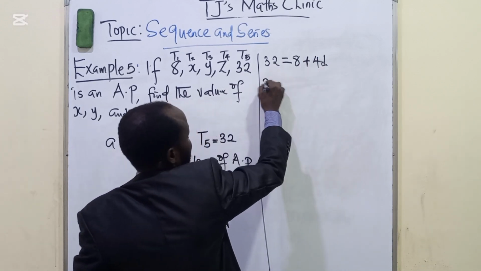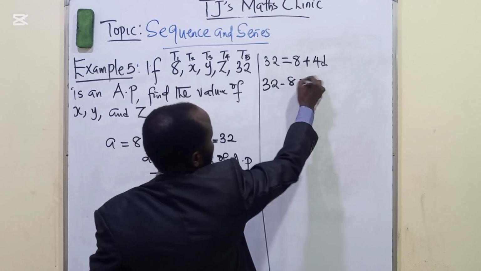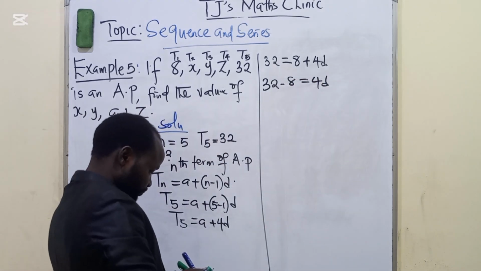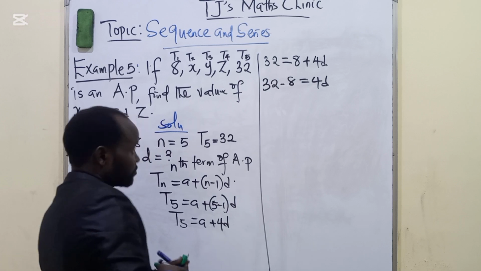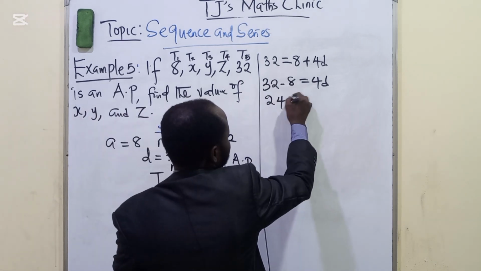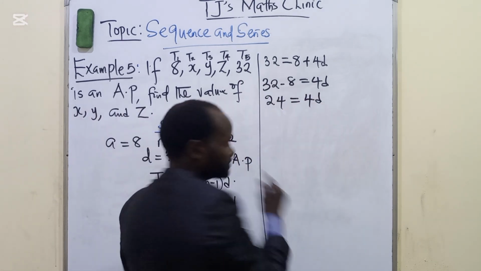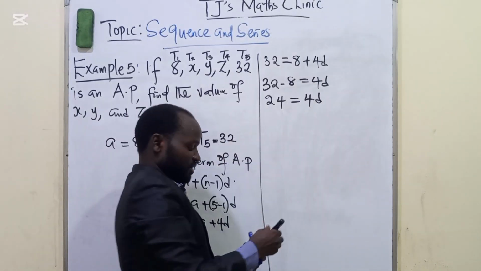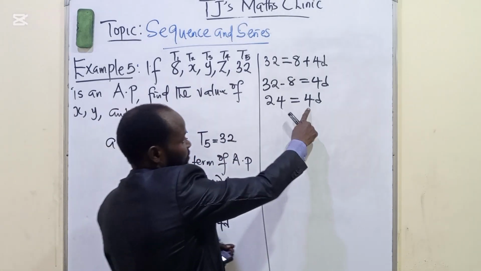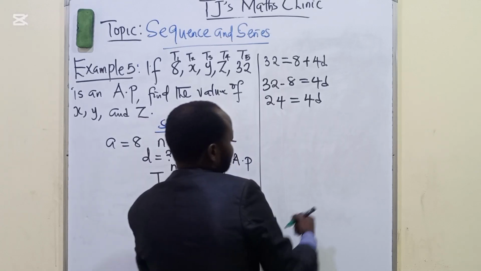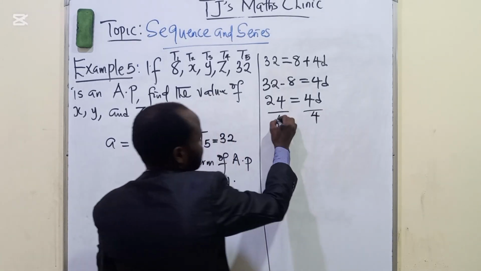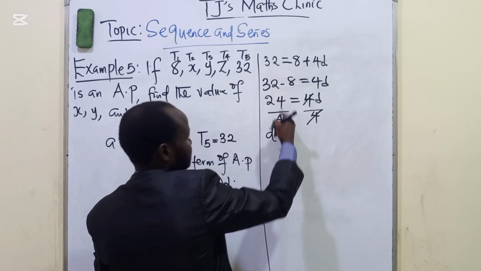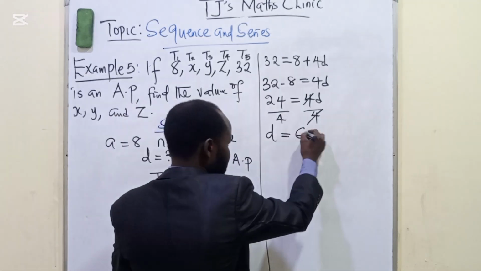So let's collect like terms. This will be 32 minus 8 equals 4d. 32 minus 8 is 24. So we have 24 equals 4d. I hope we are together. To find d, we divide both sides by the coefficient of d, which is 4. Divide both sides by 4, and we are left with d. That's the common difference. 24 divided by 4 is 6.